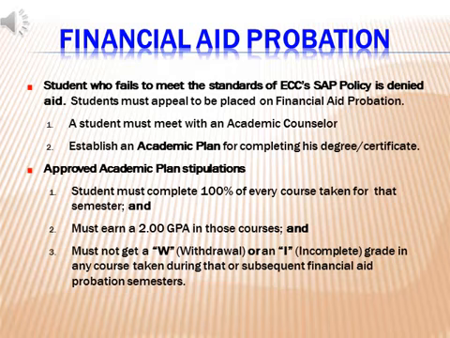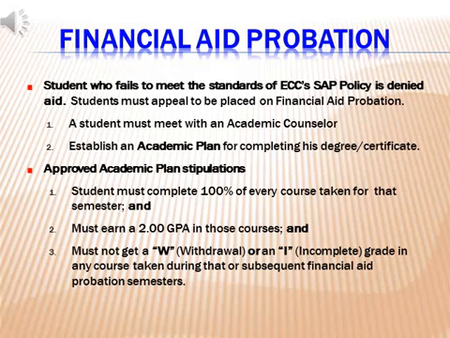Financial aid probation. Students who fail to meet the standards of the academic status table are denied aid. Students may appeal to be placed on financial aid probation. A student must meet with an academic counselor and establish an academic plan for completing his degree or certificate.